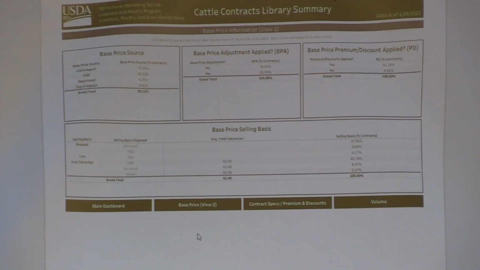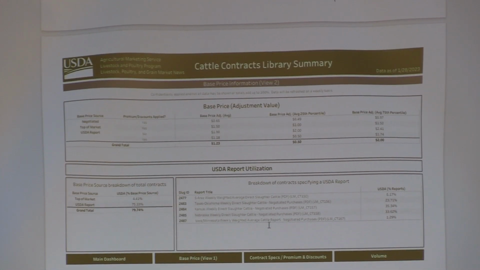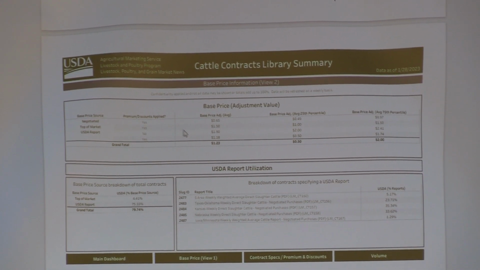The selling basis: what a producer would take from this, whether the cattle are picked up, freight paid by the producer, freight paid by the packer. There's some information that's helpful here. Some yield conversions, if they were live, what that yield conversion would be. Again, that's more just some detailed data. And then we start getting into the actual base price adjustment values.